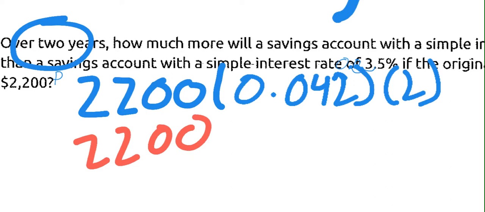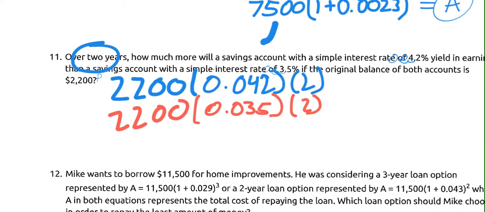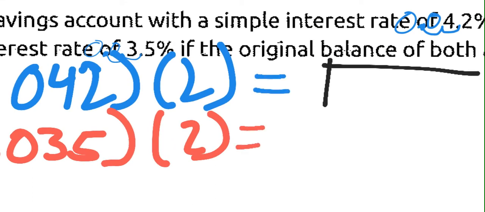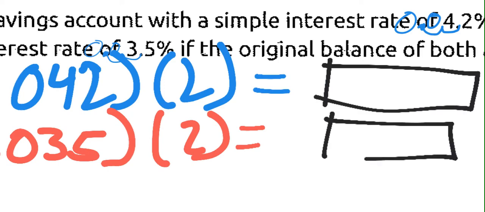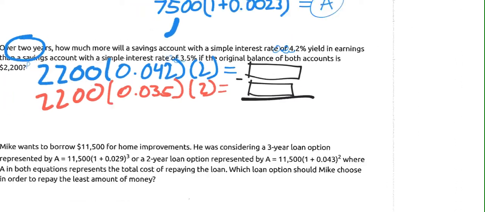Pardon the handwriting, I'm doing this on my phone again. Next one is going to be 0.035 for another 2 years. We want to know how much more one is than the other. So I'm going to find out a total amount here, and I'm going to get a total amount here. And you will be subtracting those to get your answer.